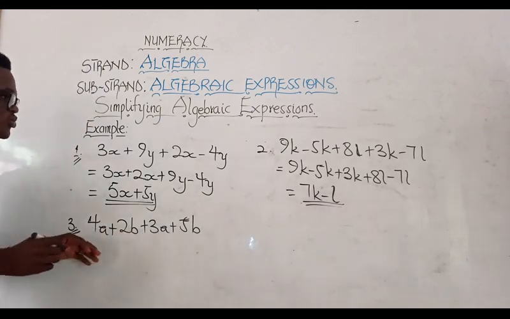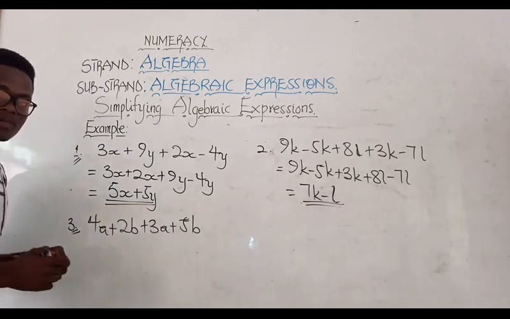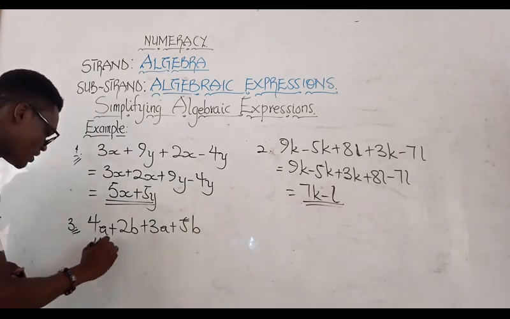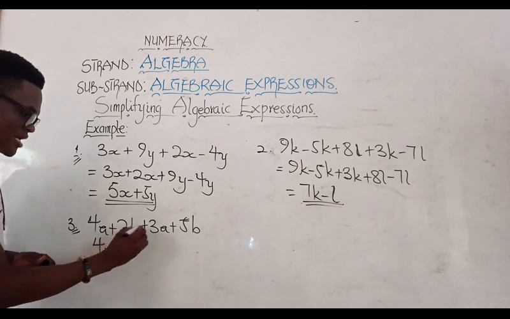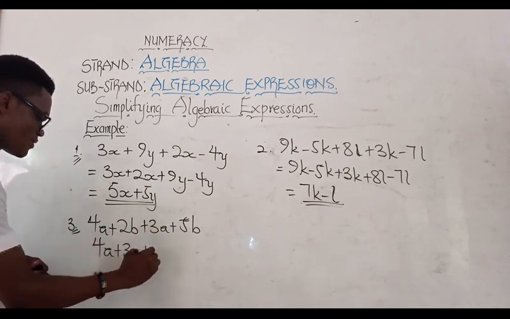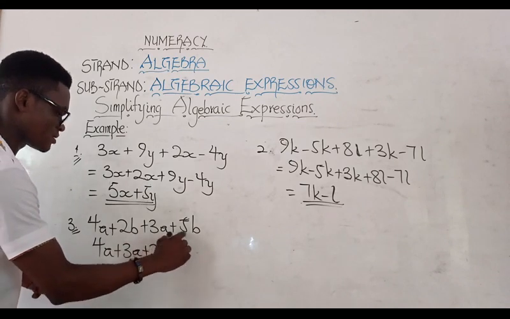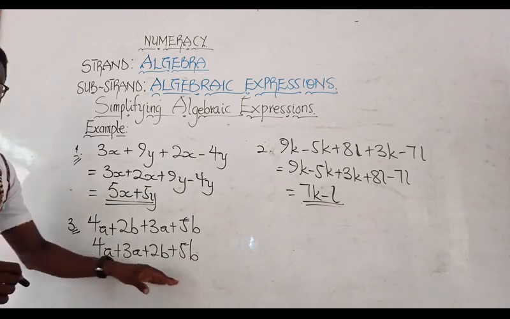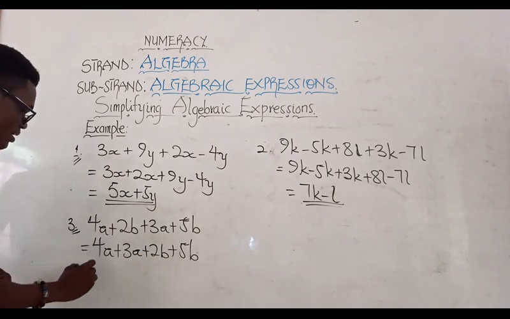So we are supposed to what? Group like terms. Okay, so let's quickly group like terms. So we have 4a over here, each other term plus 3a, plus 2b, plus 5b. So from there we can easily add after grouping like terms.